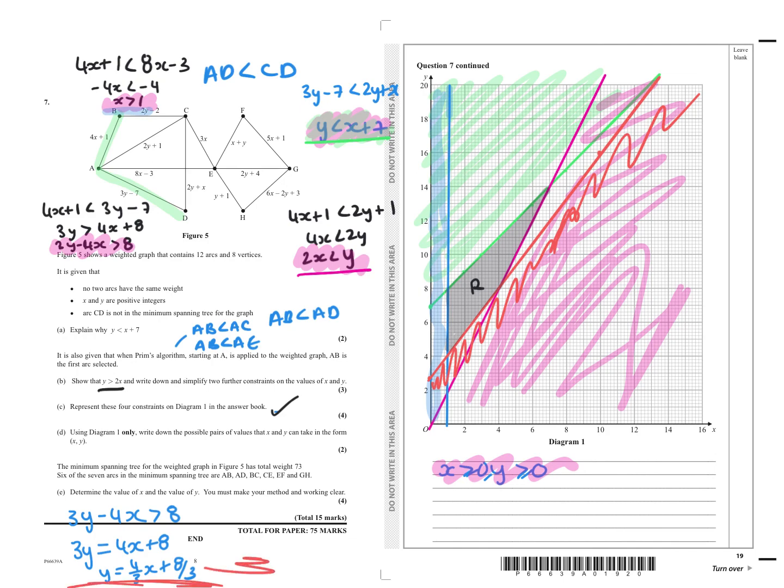It's really important if you are using colours to highlight which colour goes to which line, or you write down the lines here. It then says, using diagram 1 only. Okay, guys, so we're only going to use diagram 1. It says, write down the possible pairs of values that x and y can take in the form xy. Now, remember, relating it back to the beginning of the question, it says x and y are positive integers, so we have positive whole numbers, okay? And this is only worth 2 marks.